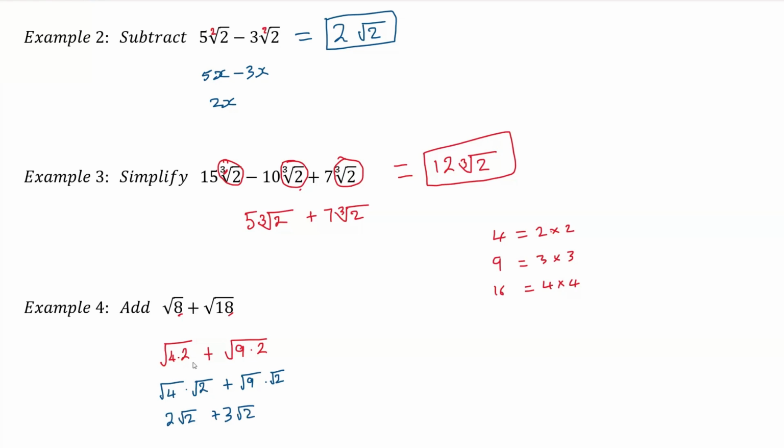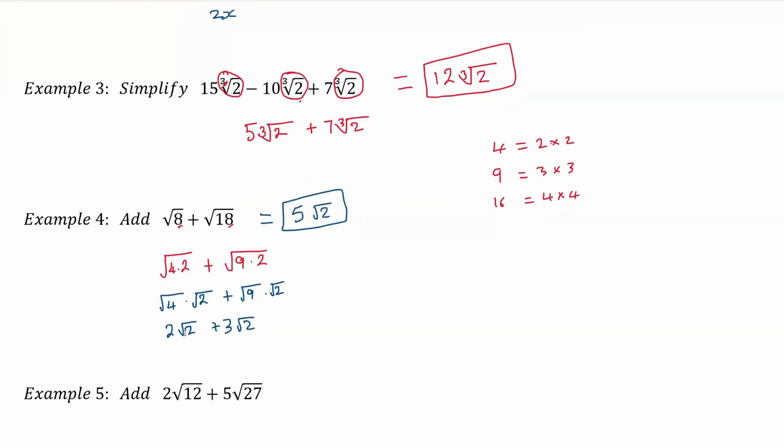So now notice what happened. You end up with square root of 2 in both of them. Now they are like terms, right? Because there's 2 square root of 2 and 3 square root of 2. So you have 2 of something plus 3 of the same thing. So that's how you get your answer. Your answer is going to be 5 square root of 2, when you take the 2 and add it to the 3.